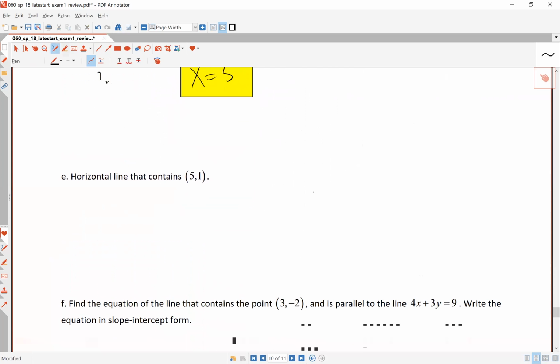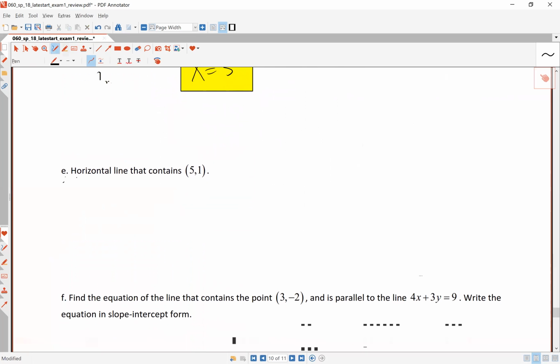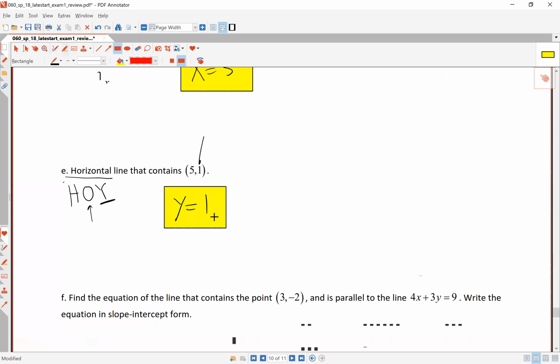If they tell us it needs to be horizontal, that's when we go into a mnemonic device, OY, H-O-Y. There's zero slope, but it's got an equation that has to have a y in it. Y equals the y value, 1. All horizontal lines have equations that are y equals.